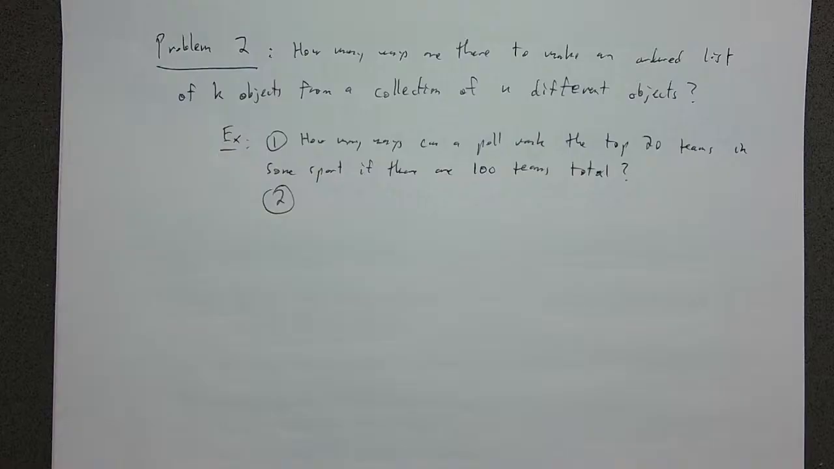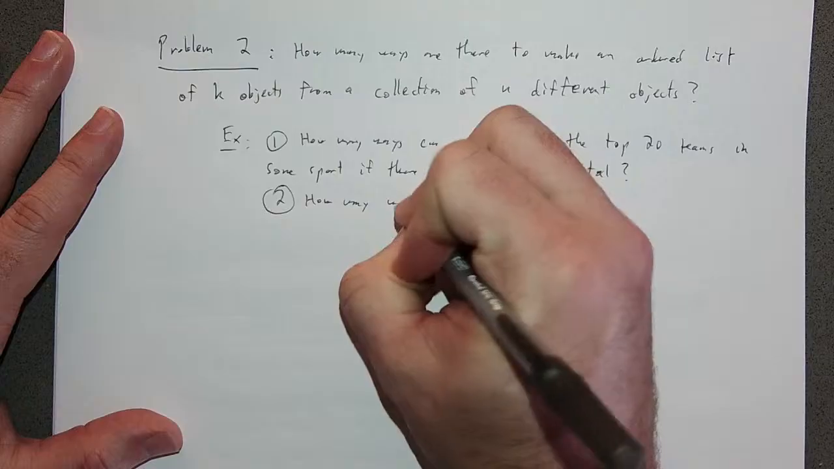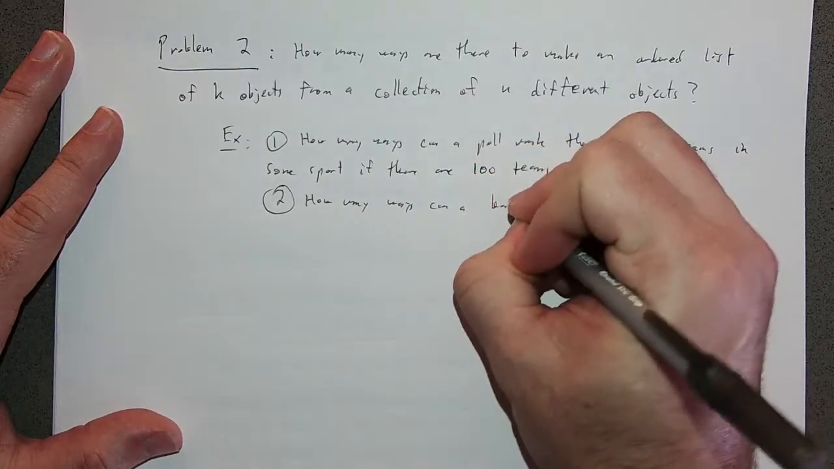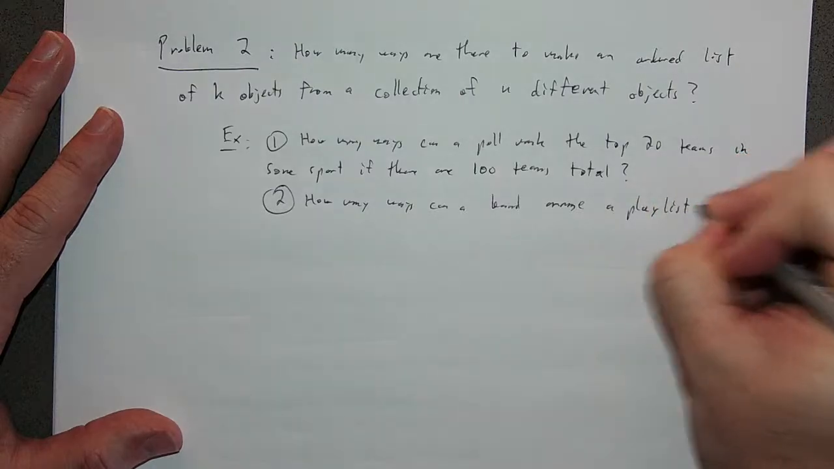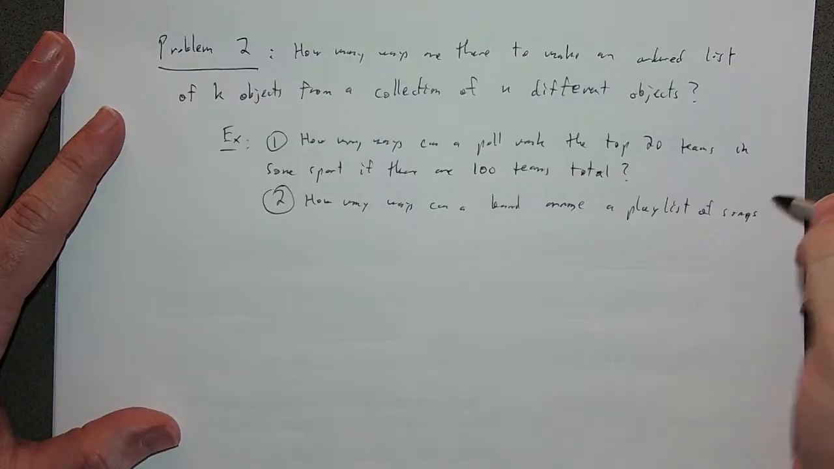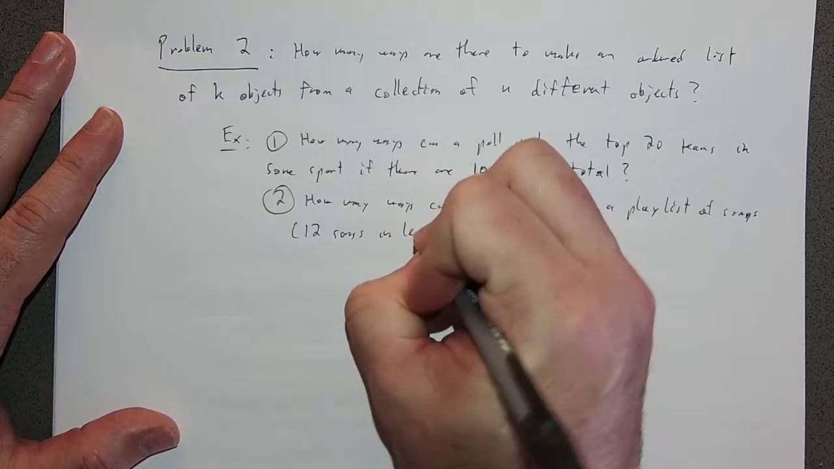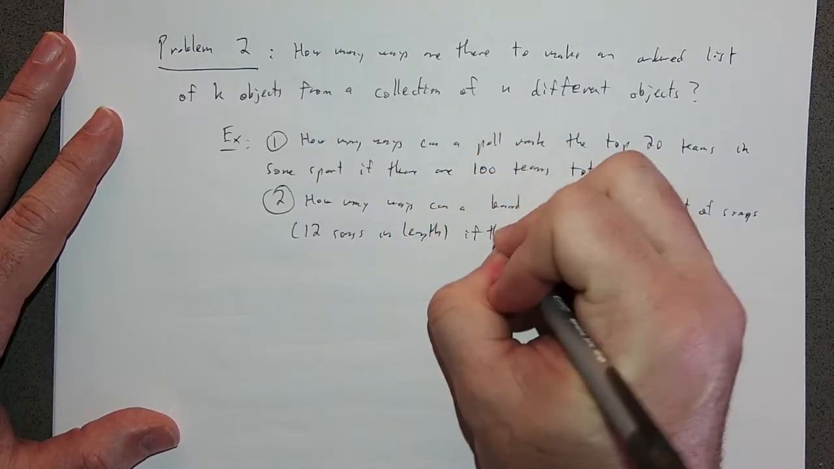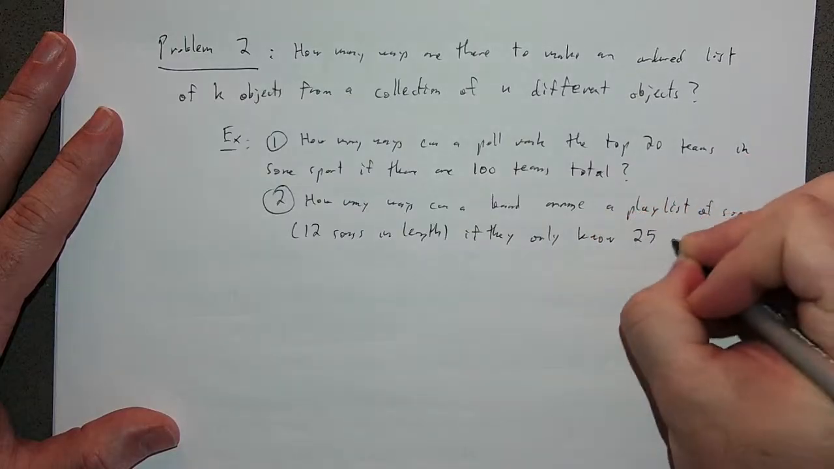Another example, how many ways can a band arrange a playlist of 12 songs if they know only 25 different songs? Right. So how many ways can a band arrange a playlist of songs, say 12 songs in length, if they only know 25 different songs?